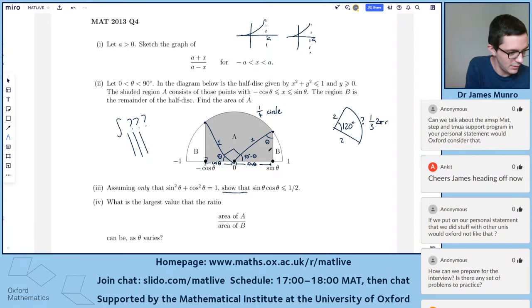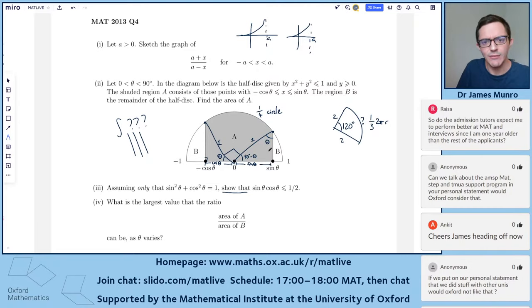If you're 1 year older, do people expect you to do better? I suppose yes, a little bit. If you've got more mathematical experience or more mathematical maturity from finishing your qualifications, then yeah, I think it's reasonable to say we'll expect you to show that through your MAT score. So probably yes, but we're going to look at your application to decide that. We don't have penalty points or bonus marks.